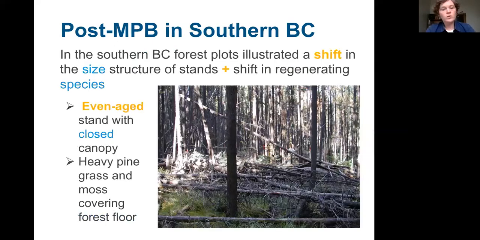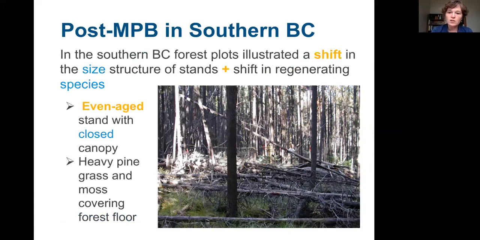In another study we did in southern BC, so, in the grand scheme of things, not that far away, we see quite a different scenario. In those plots, what we see is that mountain pine beetle shifts the size structure of stands, but it's also shifting the regenerating species. So this is a shift in structure and composition.